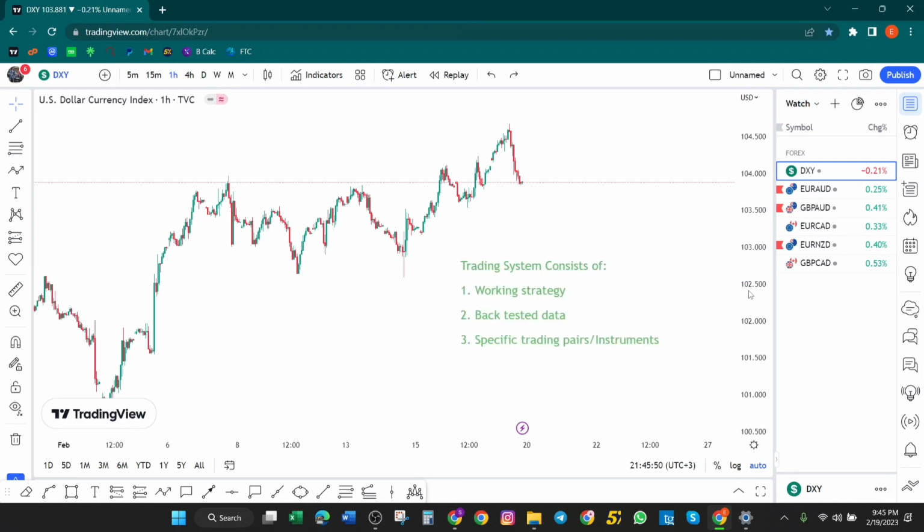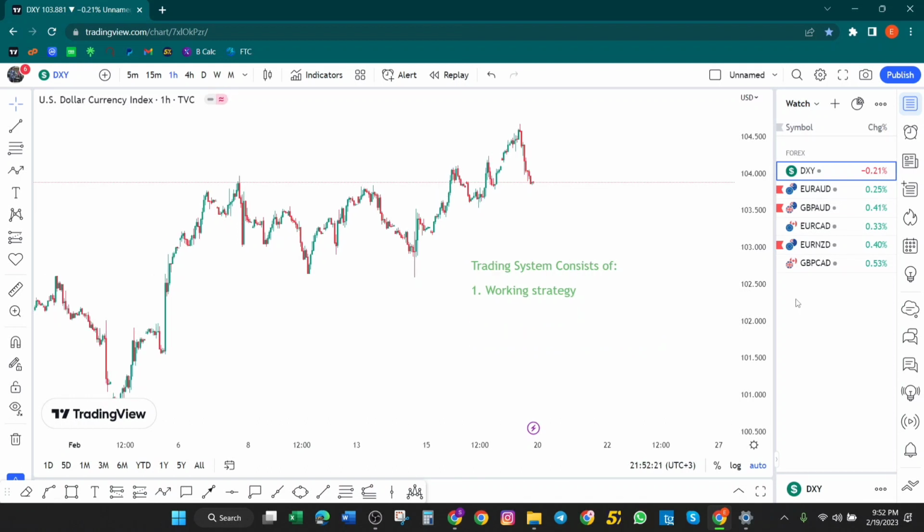So basically, a trading system consists of number one, a working strategy. Number two, it consists of back-tested data. That's where the statistics come in, the proof. Then number three, the trading system consists of specific trading instruments or trading pairs. I'm saying instruments because not everyone trades currency pairs. Some people prefer to trade indices, some maybe metals, etc. or some other commodities. So the trading system must factor in all these three things. And I'm just going to be doing a breakdown of each one of them one by one for you to see how it will all add up to develop a working system.